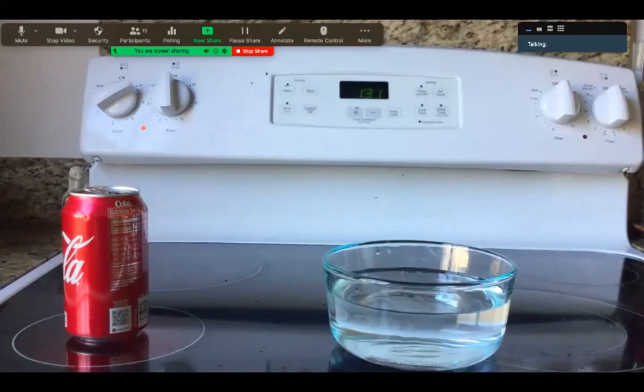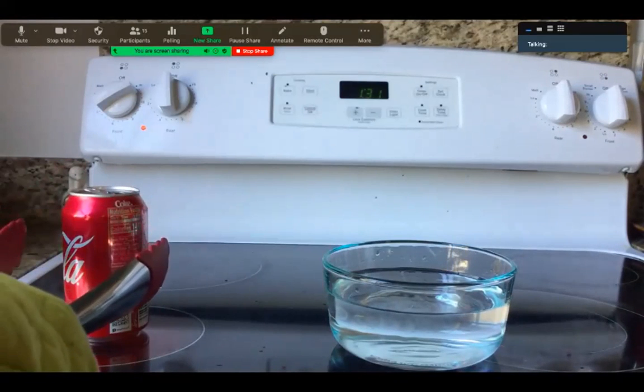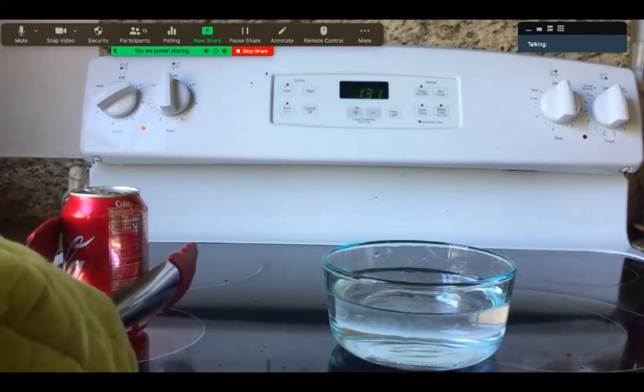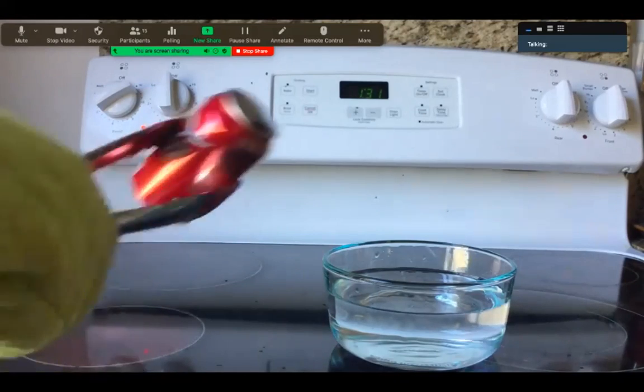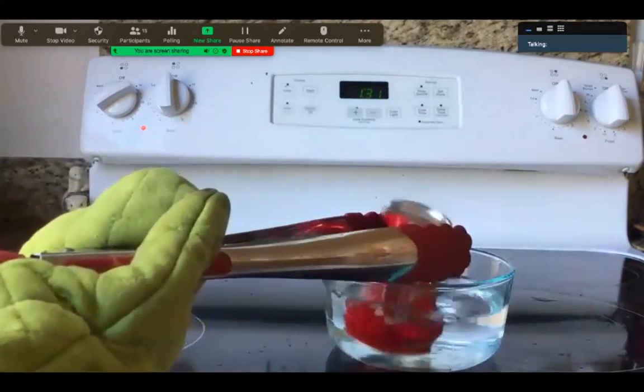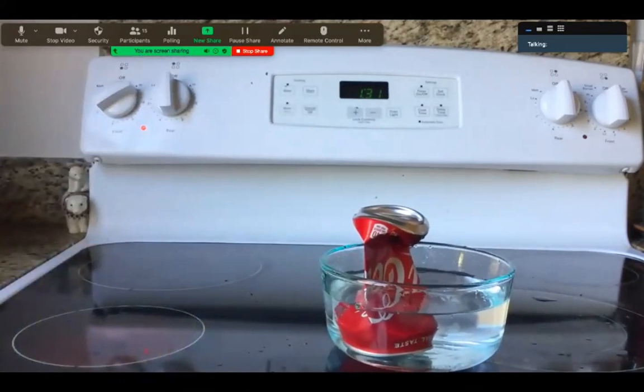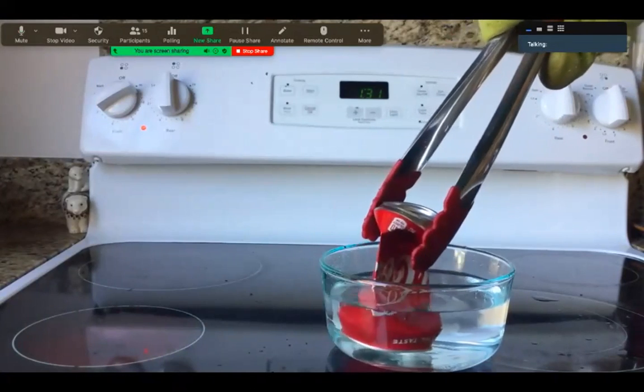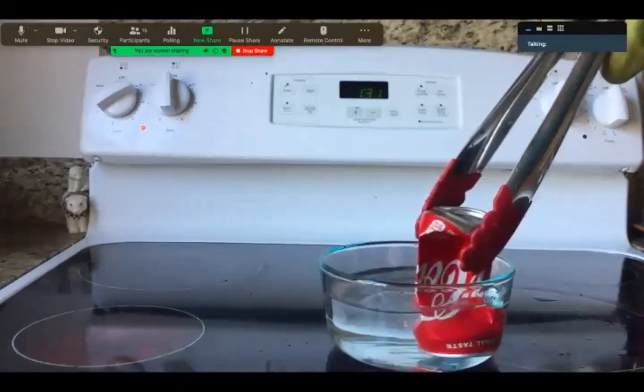So watch what happens when I now take this can that has boiling water in it and place it in the water. Here we go. Now, you'll notice the can imploded. And that wasn't me squishing it with the tongs. That was something else going on there.